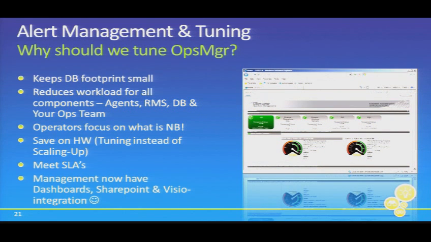So why should we tune Operations Manager? Well, it helps to keep that database footprint small, and in larger environments it can be quite tricky to keep it under 50 gigabyte. This is specifically the operations database, especially if you have to maintain 50% free space. It does help to reduce the workload for all the components involved, your network, the servers that are involved, and not least of which is your operations team. Now, operators are typically more motivated when they know that what they see in the console is actually important.